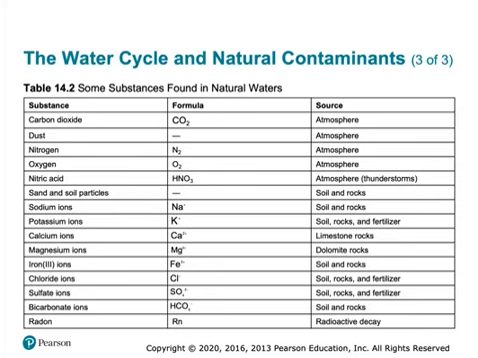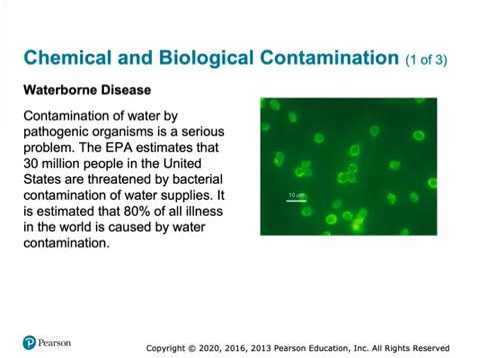And let's talk about disease, waterborne disease. 30 million people in the United States are threatened by bacterial contamination. That's quite a bit. That's about 10% of our population. It's estimated that 80% of the illnesses is caused by water contamination. So that's very dangerous. That's a lot. I mean, 80% of illness. That's obviously a very large fraction.